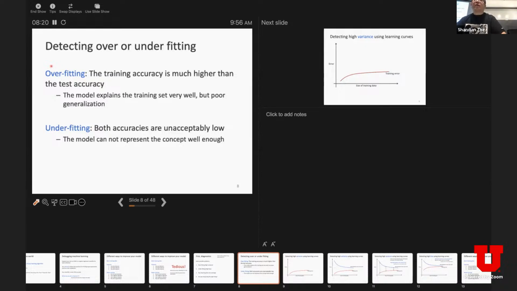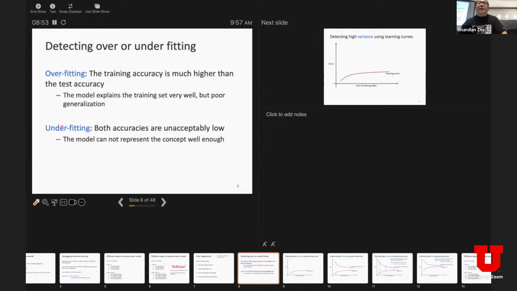Yes, exactly. The typical behavior of overfitting is that the training accuracy is much higher than the test accuracy. That means the model explains the training data very well, but is poor in generalization. That's probably because your model also fits the noise in the data, and then your fit will be very bad on some unseen new examples.